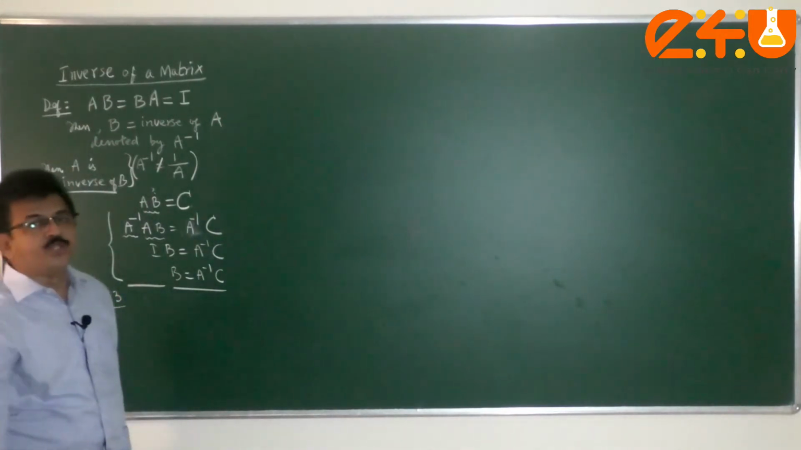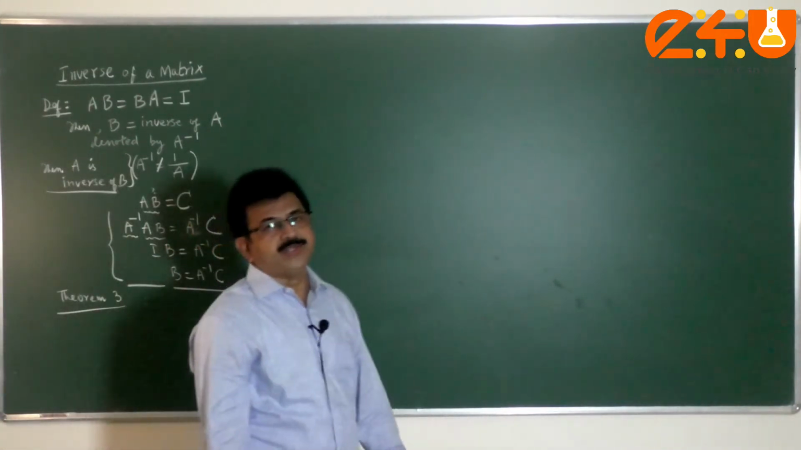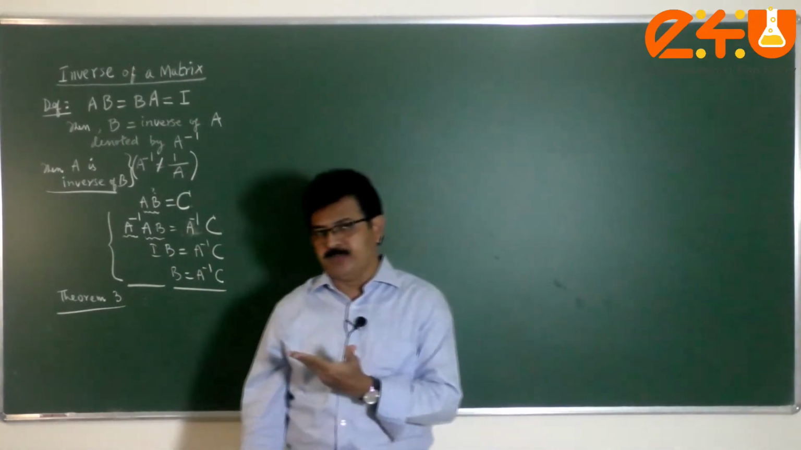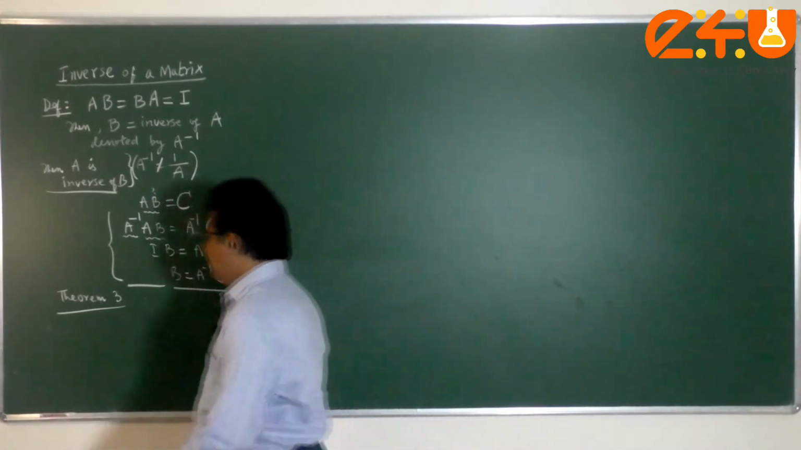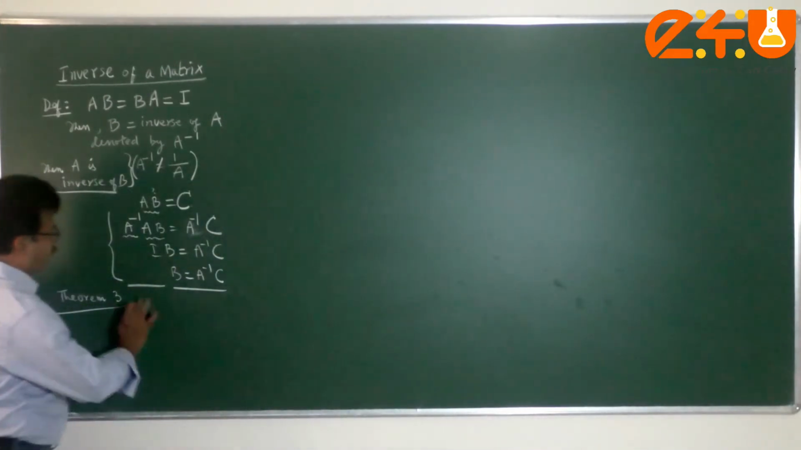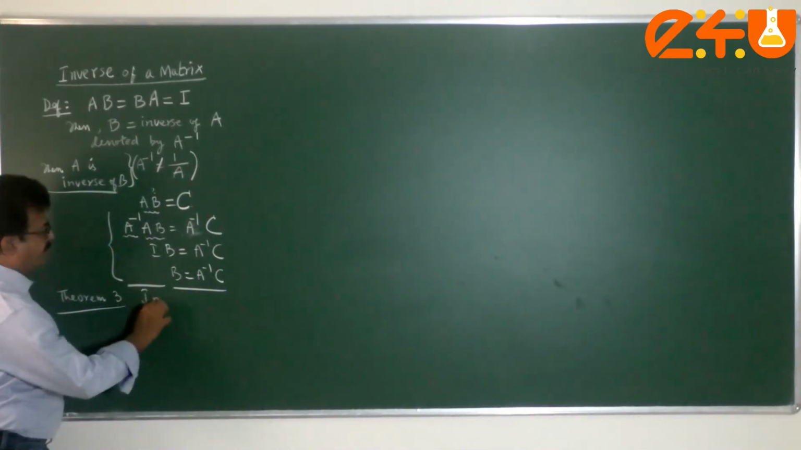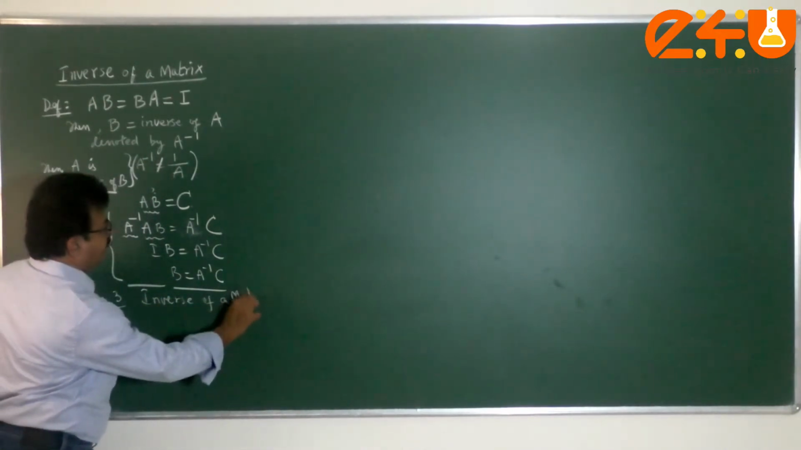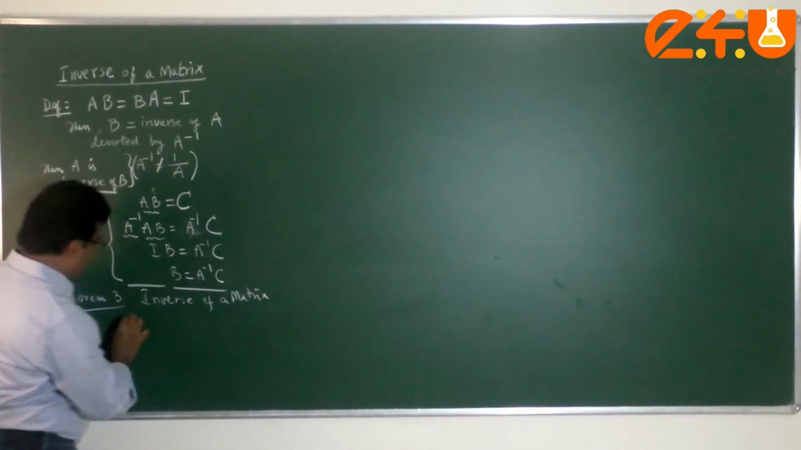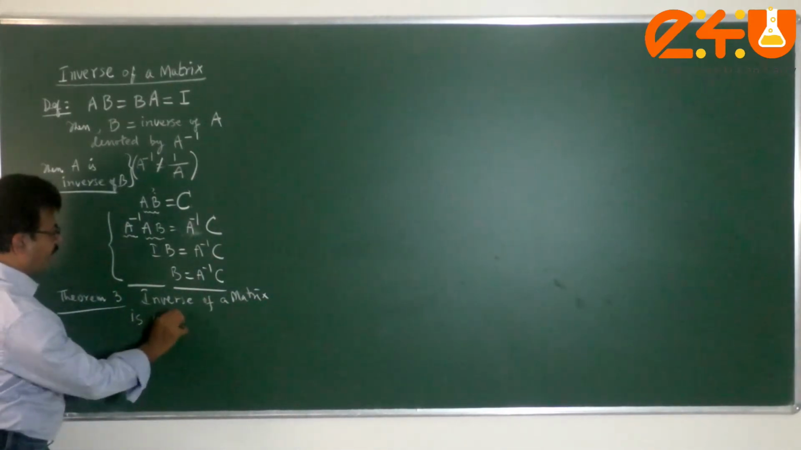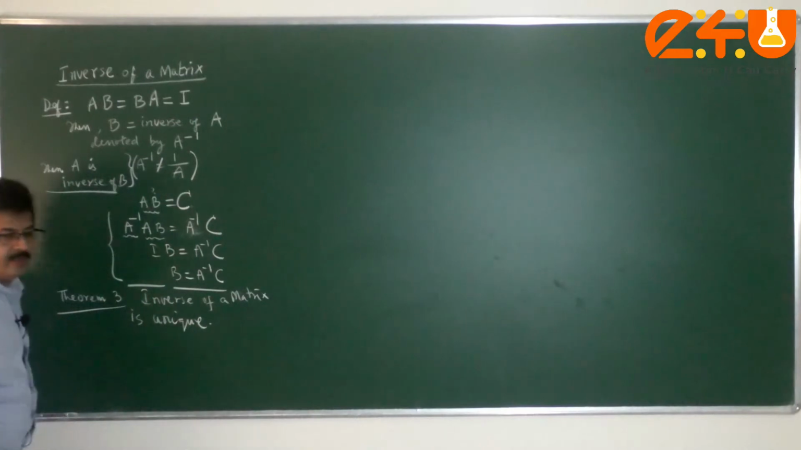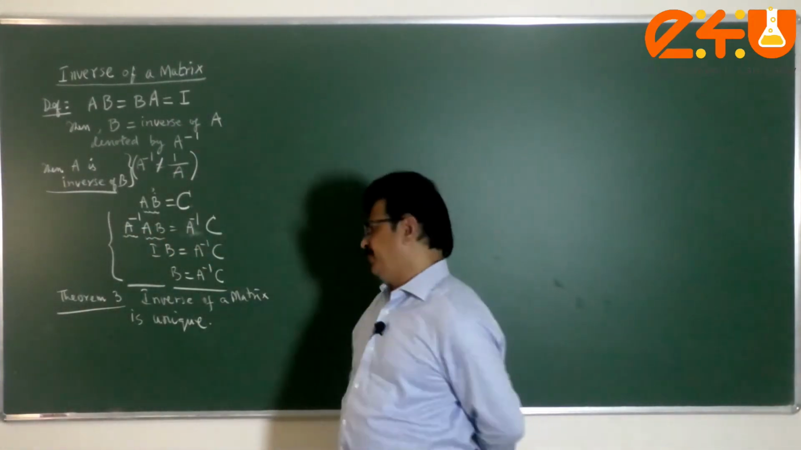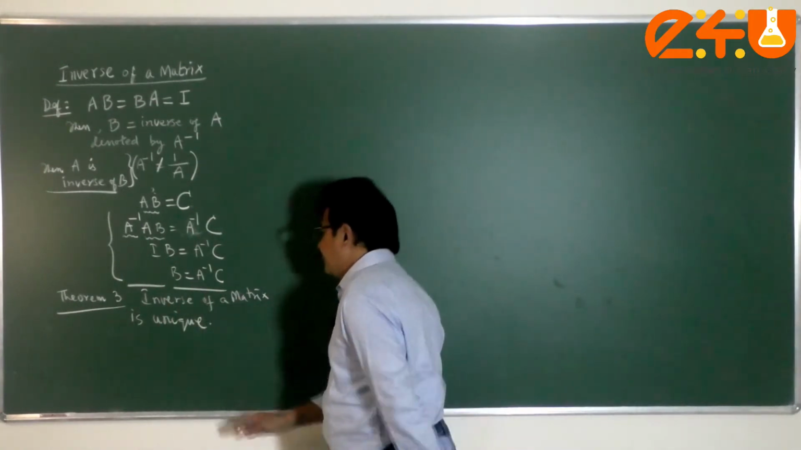We have already seen two theorems earlier, in the case of transpose of a matrix and in the case of symmetric and skew symmetric matrices. Fine. Theorem 3 states the inverse of a matrix is unique. I hope the students are able to make some meaning out of it. Meaning, the inverse of a matrix is unique.